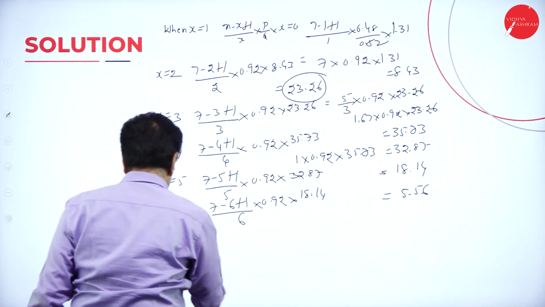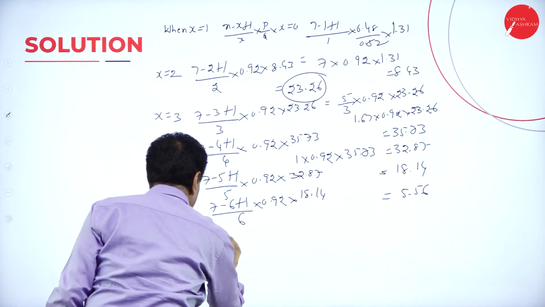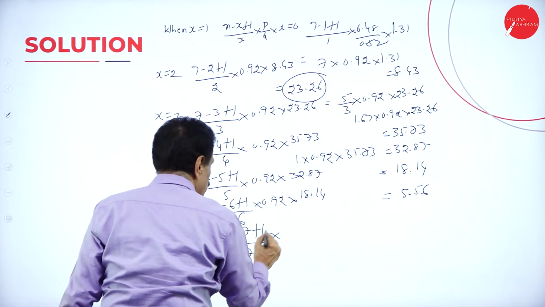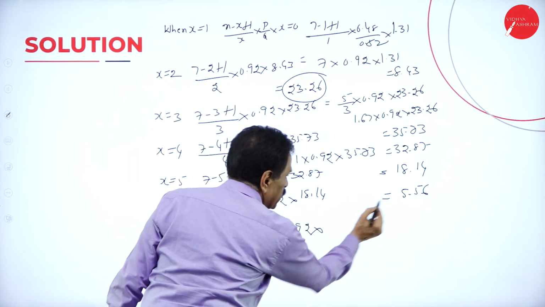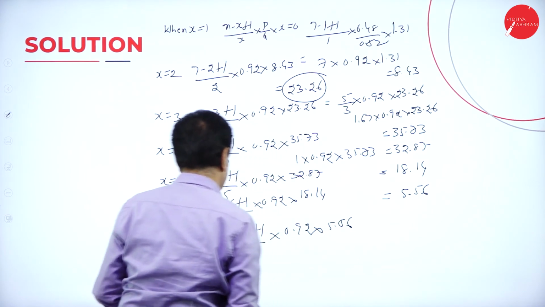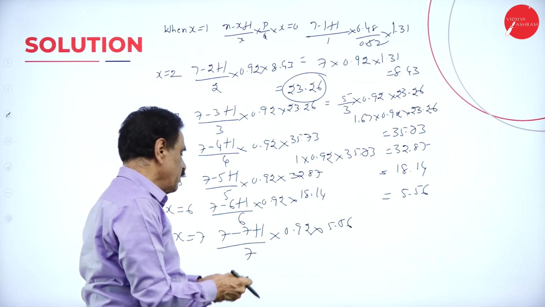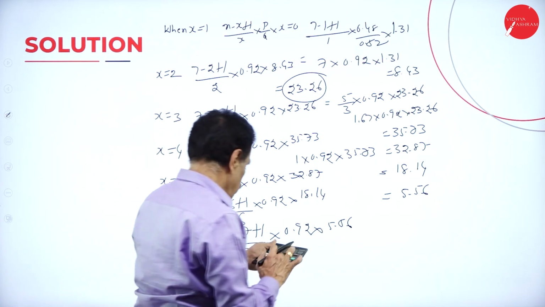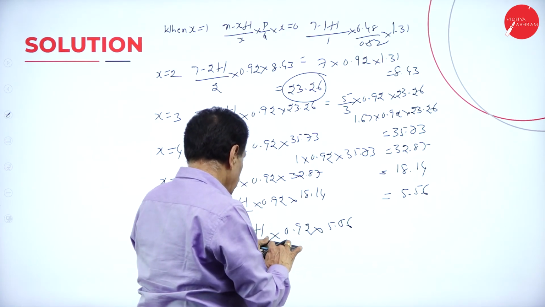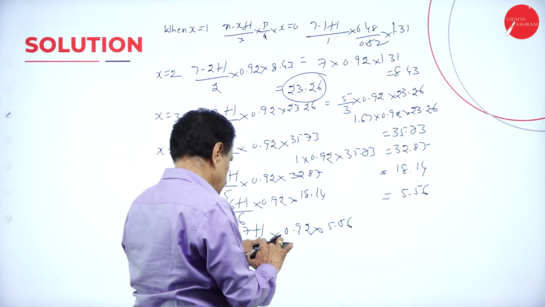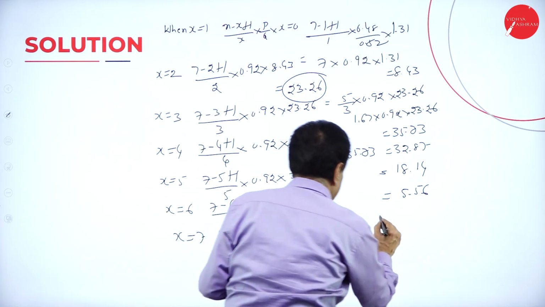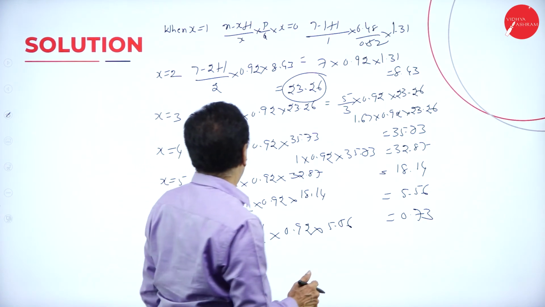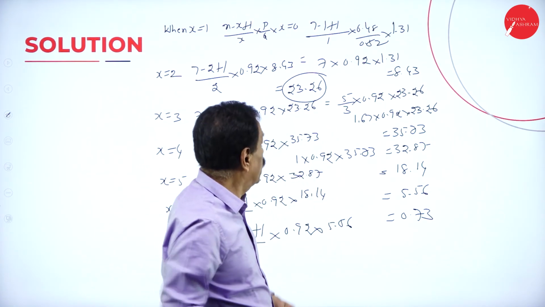Last one, when x is equal to 7, 7 minus 7 plus 1 divided by 7 into 0.92 into, what is the last number? 5.56. 7 minus 7 is 0. 1 divided by 7 into 0.92 into 5.56 is 0.73. Less than 1.